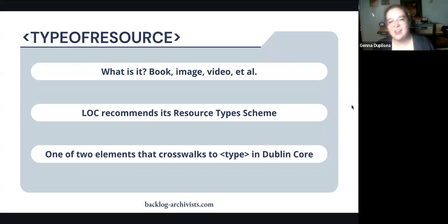The type of resource is just: what is it? Is it a book? Is it an image? Is it video? Is it a chair? The Library of Congress recommends using its resource types schema, which is a controlled vocabulary of what terms we are using for resource types. Because even with something as simple as a book, are we saying book or are we saying monograph? So there is a controlled vocabulary that they recommend you use when you are putting information into this field. This is one of two elements that crosswalks to type in Dublin Core. Next slide, please.